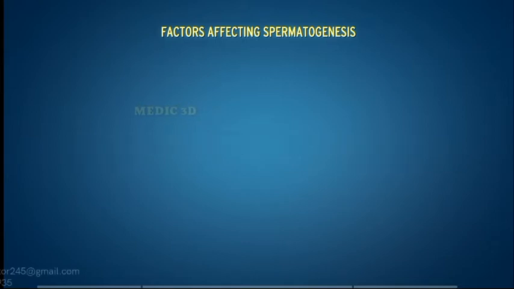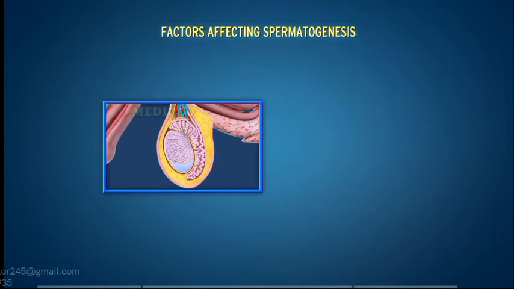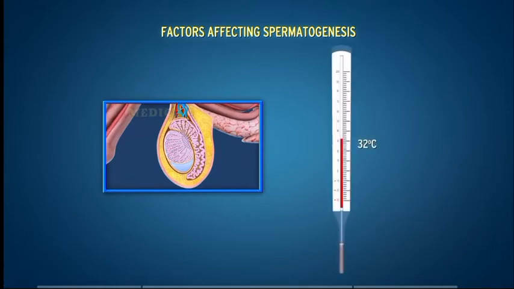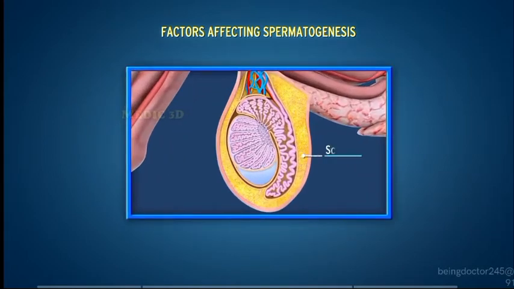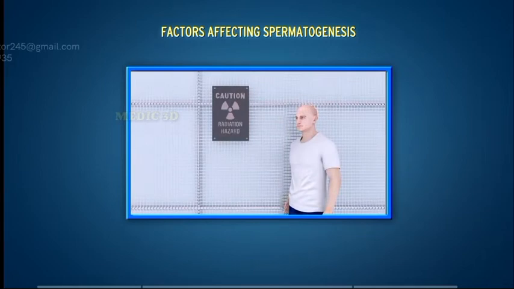In addition, temperature of the testis is also important for spermatogenesis. 32 degrees centigrade is the ideal temperature for the development of the sperms, which is maintained by a scrotal sac that encloses the testis. Exposure to harmful radiations like X-rays brings down the normal production of sperms.